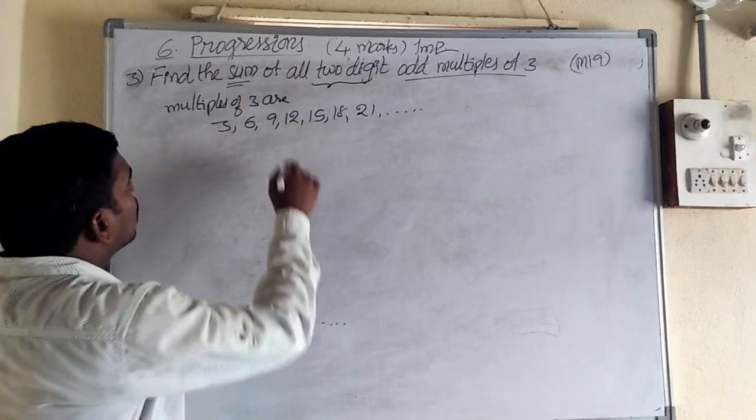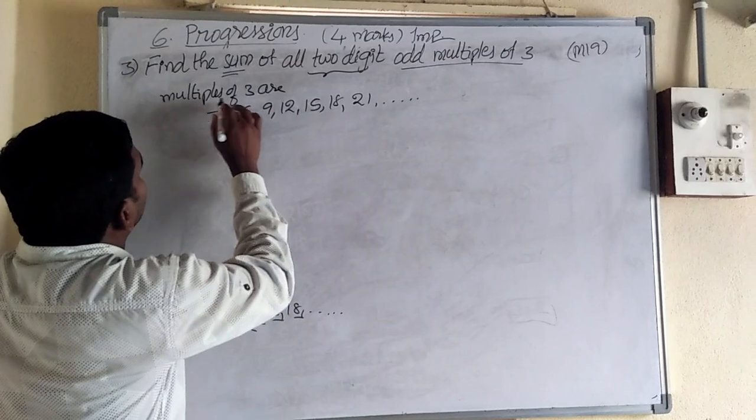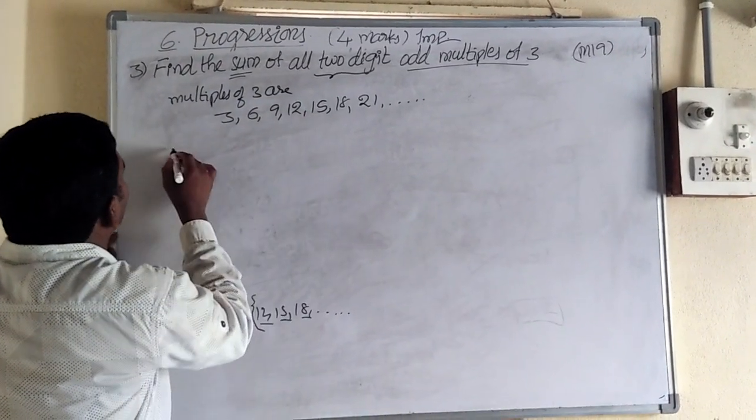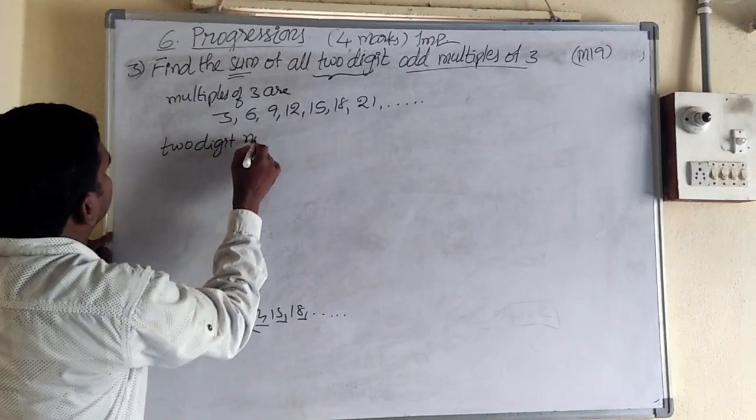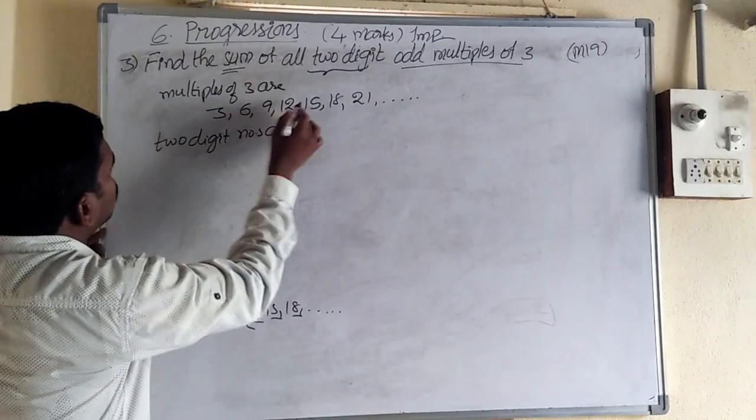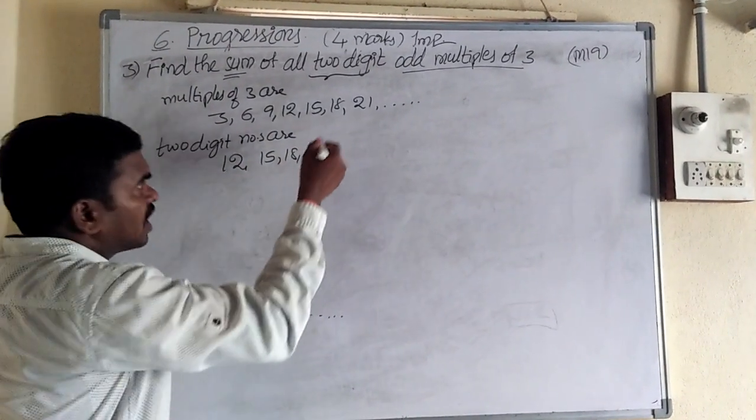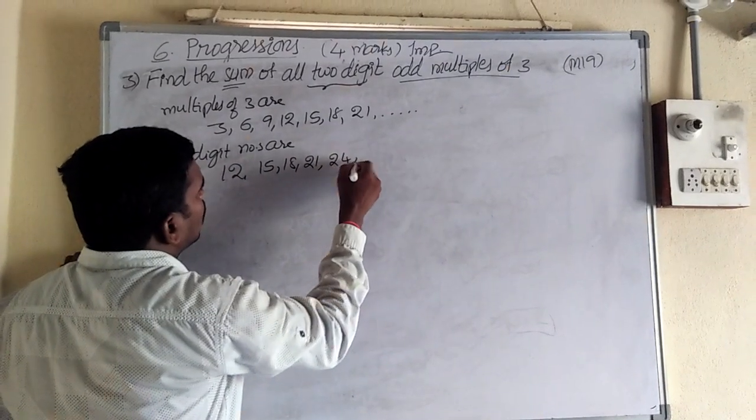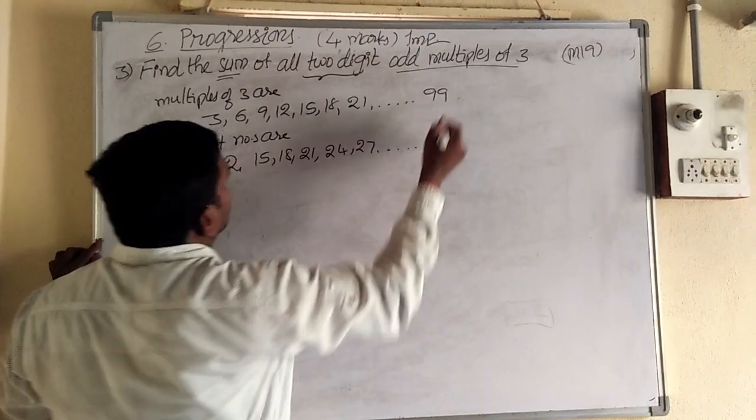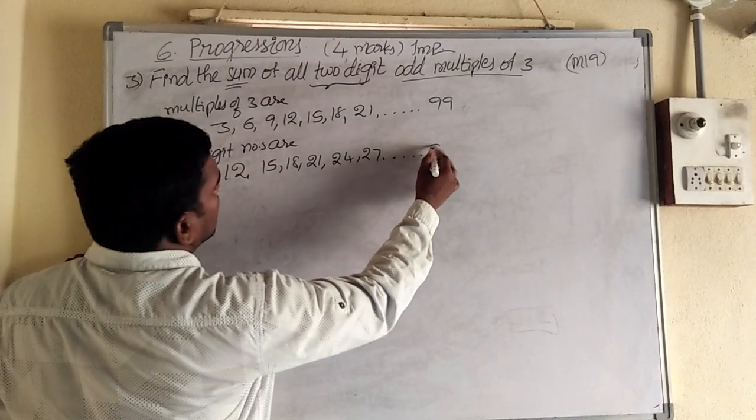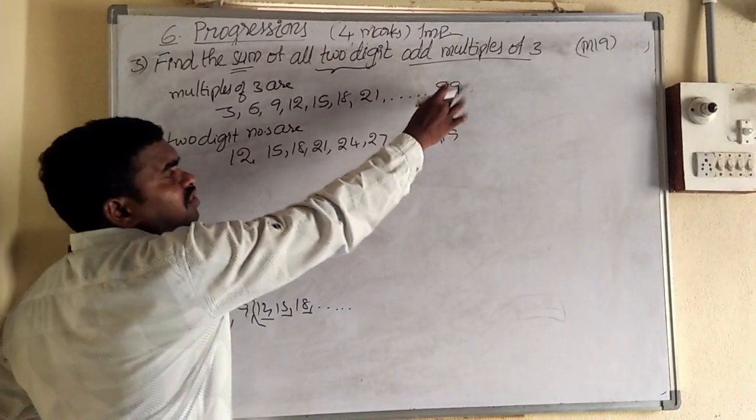In this, what? Multiples that are 2-digit numbers we want. So multiples of 3, so 2-digit numbers. What are 2-digit numbers in that? 12, 15, 18, 21. If you write one more, 24, 27, and so on. So up to 99 is also a multiple of 3. Yeah, 99. I am writing 99 also is a multiple of 3.